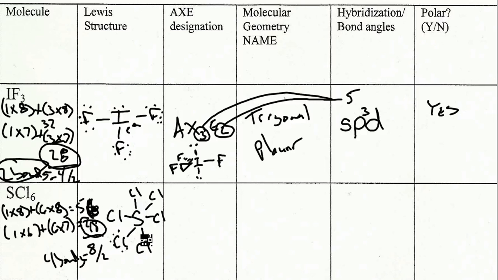And if we make our chlorines happy, each one of them is going to get 6 more electrons. So this is going to give us 8 times 6, or 48. So that's going to give us all of our valence electrons that we're going to need there. So we don't need any more in our central atom here. So this is going to be AX6, no E's. So our molecular geometry name that goes along with this is going to be octahedral.